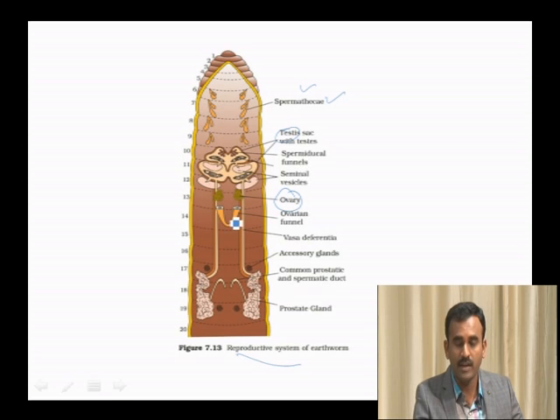It fuses with the other animal in the opposite direction and transfers sperms of one animal into the spermatheca of the other animal. Sperms which are stored in spermatheca are involved in the fertilization process. Fertilization takes place in the specialized mucus cup-like structure secreted by the clitellum called cocoon.